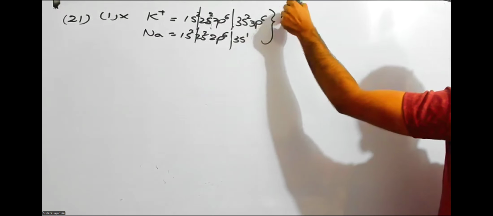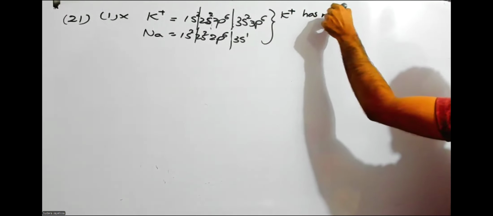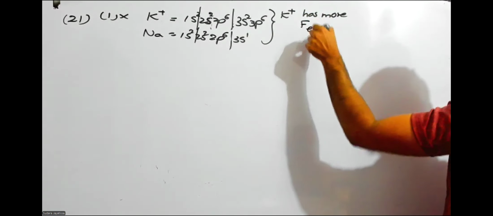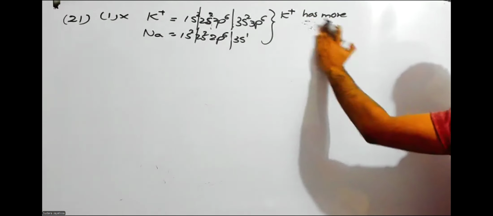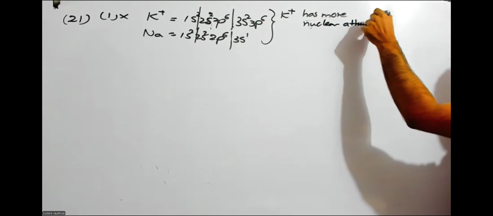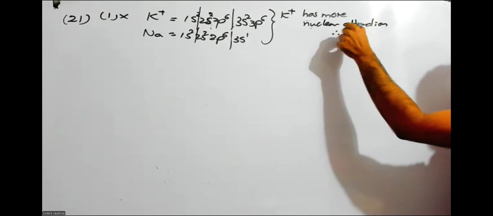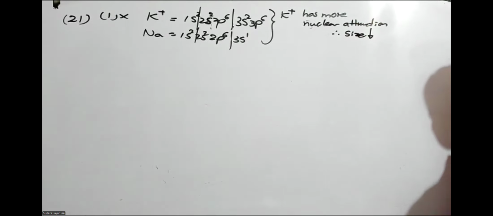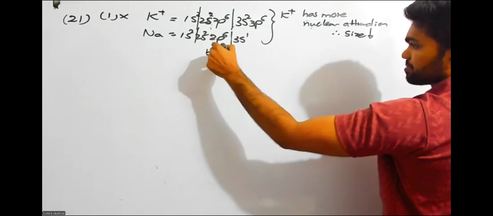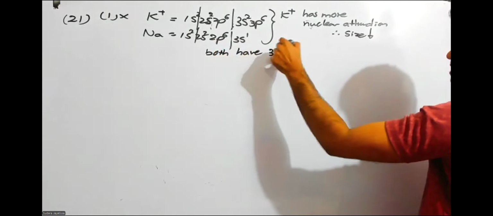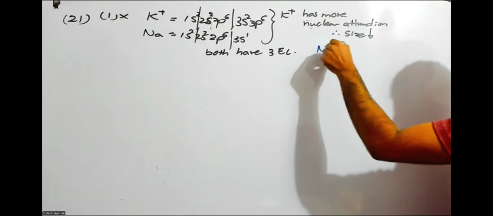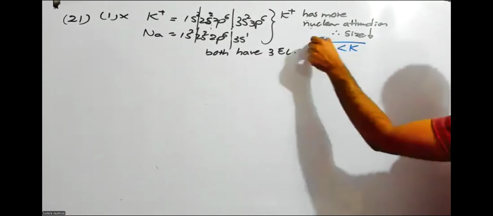But potassium plus has more effective nuclear attraction. More nuclear attraction, therefore the size will be lower. So they both have 3 energy levels.